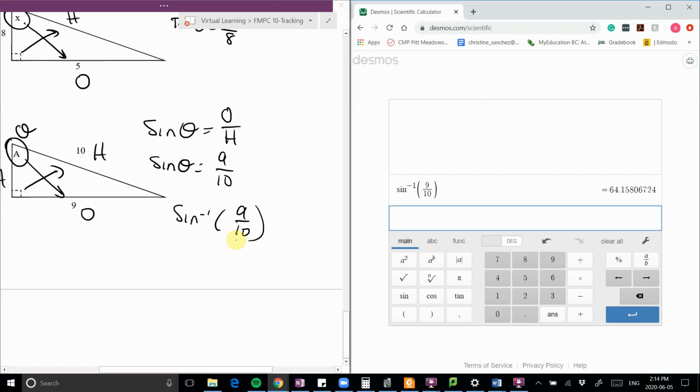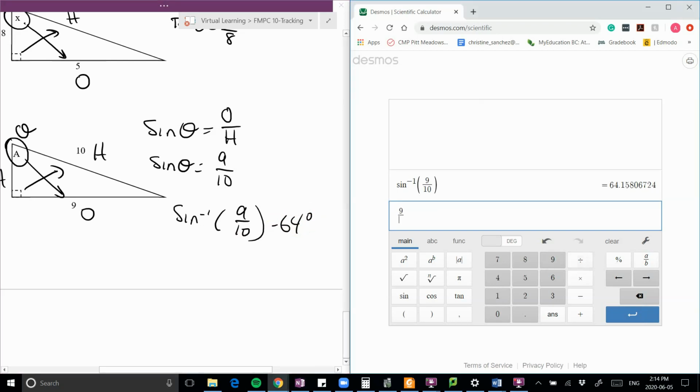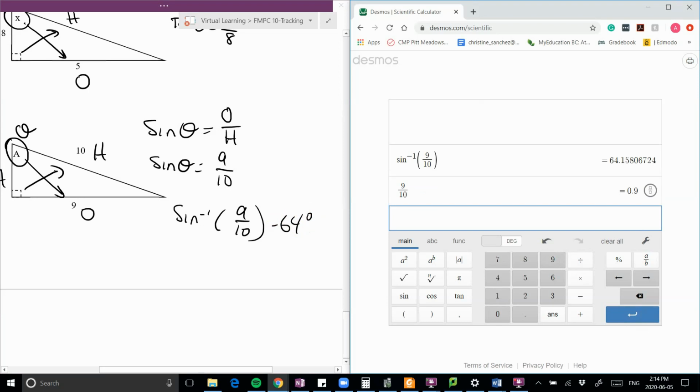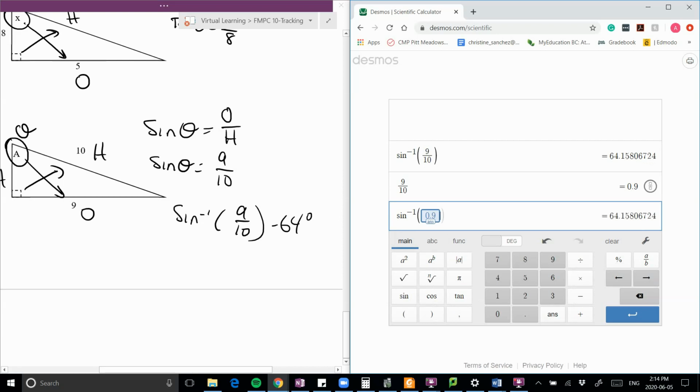64. Now remember that if you don't have that button, we'll get the same answer if we go 9 divided by 10. So we take that 0.9. And we can actually use this answer button. What the answer button does is it pulls up the last answer you have on your calculator. So I can go sine -1 of my answer, and it'll pull up that last answer. We get the same answer.